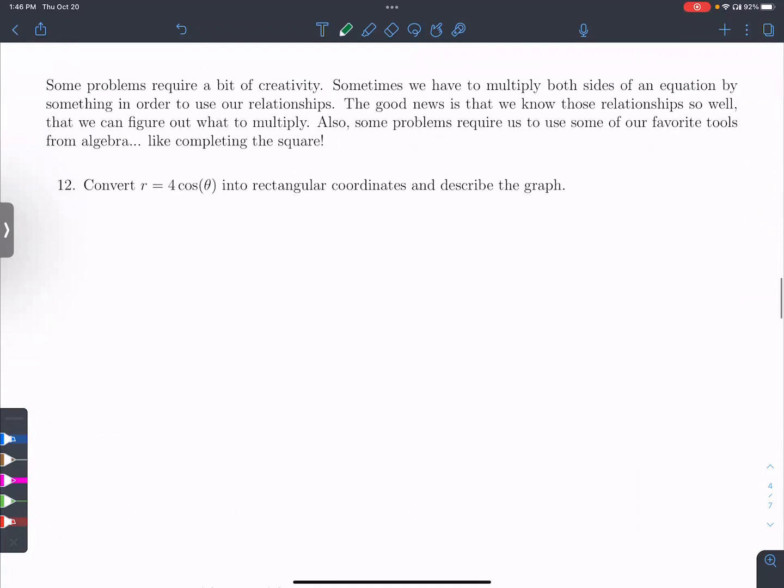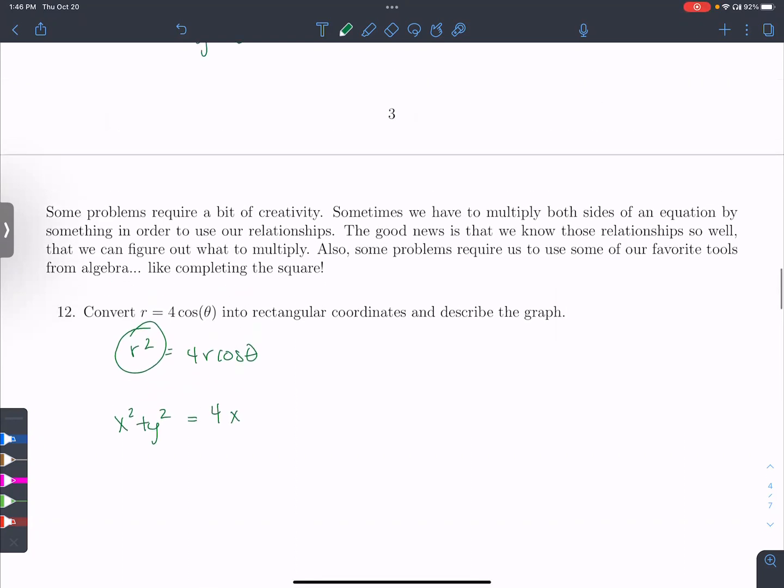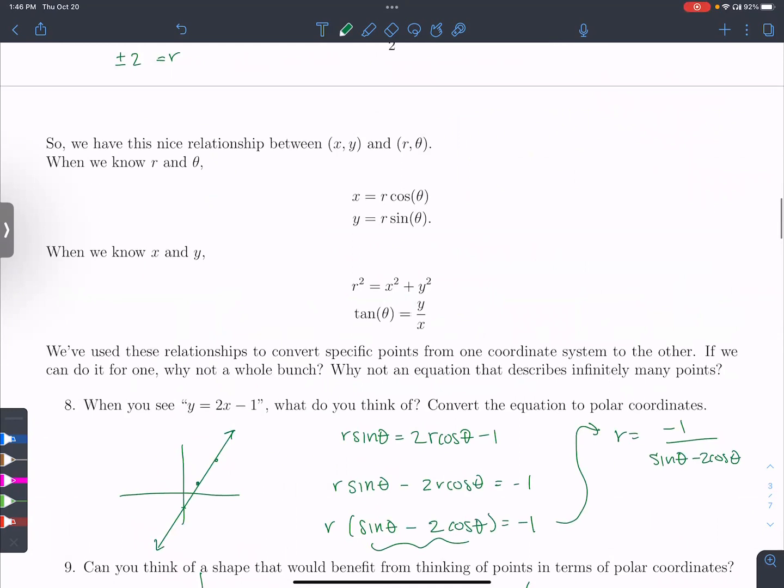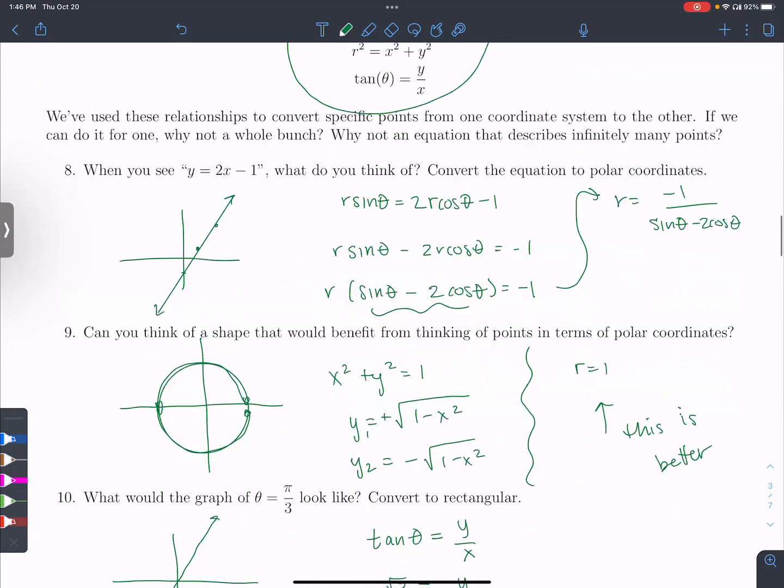Sometimes it's harder to do. Like on this one, I can't just get rid of that cosine. If I want to change this into rectangular coordinates, I'm going to have to multiply both sides by r. And that's going to allow me to change r squared to x squared plus y squared, and it's going to allow me to change r cosine theta to x. This comes from these 4 equations, using them in the most beneficial way.